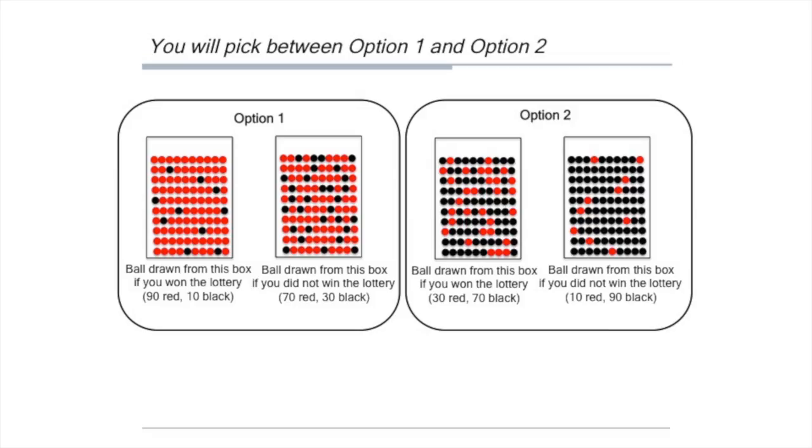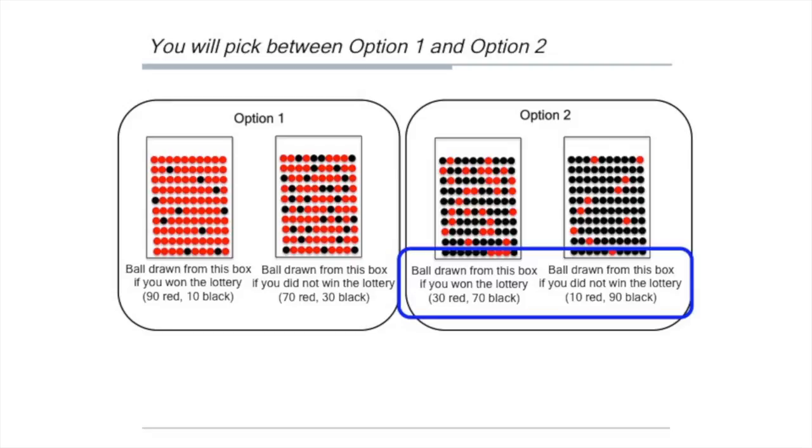Question 3 presents these two options you see on the screen. If you pick option 1 and you won the lottery, the computer will draw a ball from the box with 90 red balls and 10 black balls. And if you lost, it will draw a ball from the box with 70 red and 30 black balls.